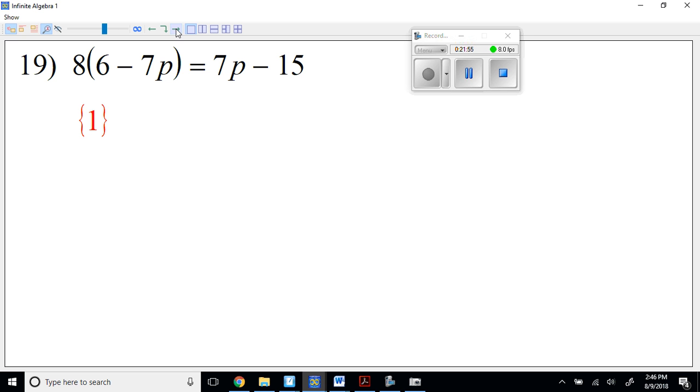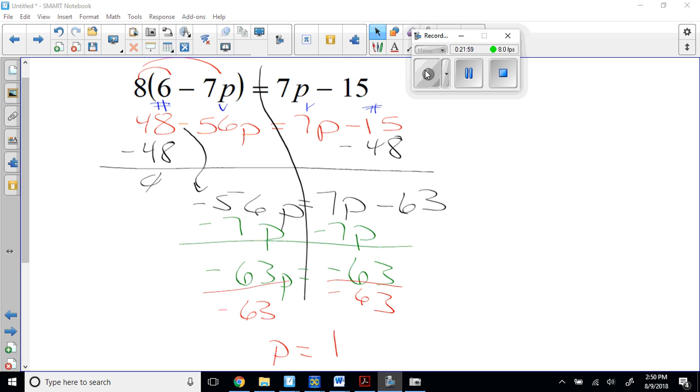Take about a minute to work it. Ready? Go. This is the answer to the question that we just finished up. So go through it, look at it, and bring questions tomorrow to class.